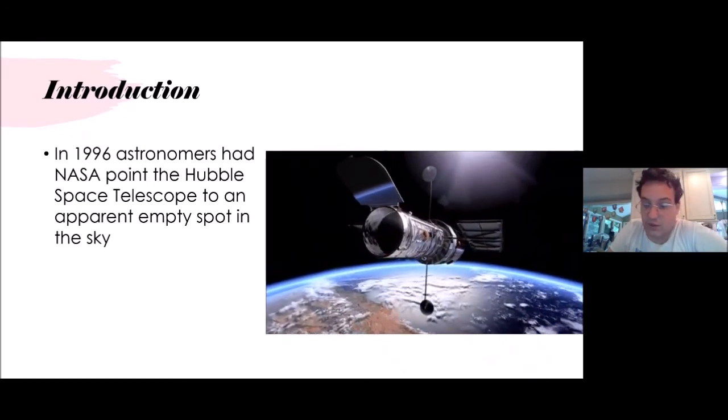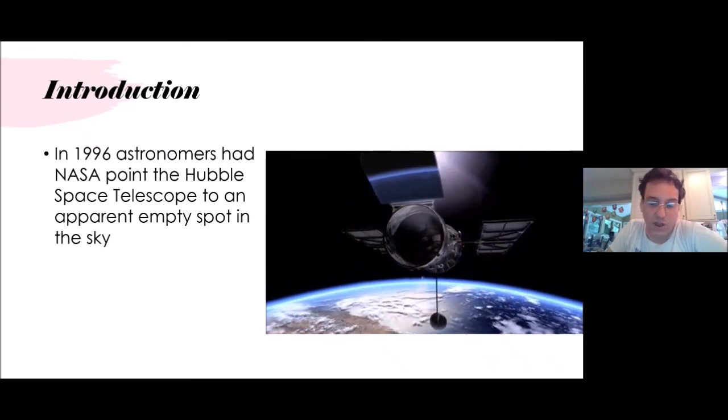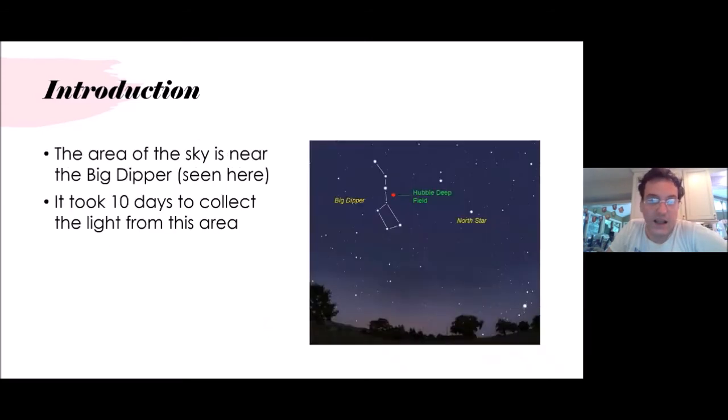Now it was a little bit of a risk because they could have looked in there and not seen anything. Where they were looking was an area near the Big Dipper. As you see here, that little red spot is where they pointed the Hubble Deep Field. The actual image, if you held a grain of sand at arm's length, is about the size of the sky that the Hubble Deep Field is looking at. And they pointed there for 10 days.